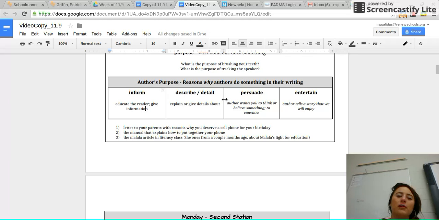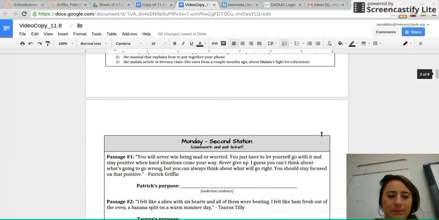That in a little bit could be confused with this one too. You could maybe argue that it would be describe and detail just because they would be maybe describing how to put together your phone. That could also work. And then number 3, the Malala article in literacy class. I know not every group did this, but if you think back to a couple months ago, the articles about Malala's fight for education. Yeah, these were to inform. Mostly, guys, whenever you're reading an article or a nonfiction text, it's usually to inform or give information.